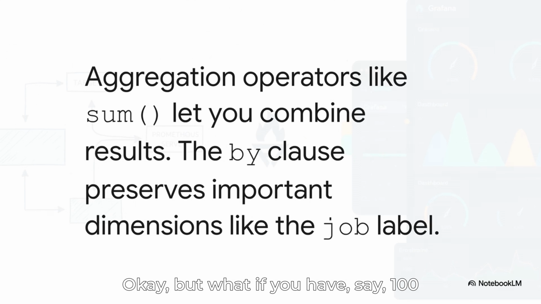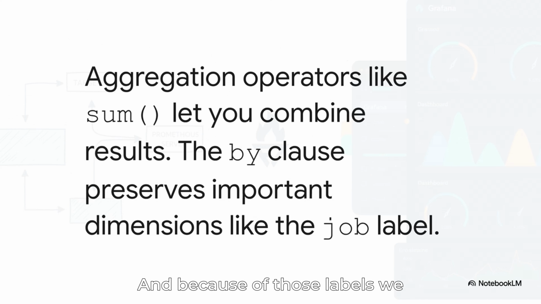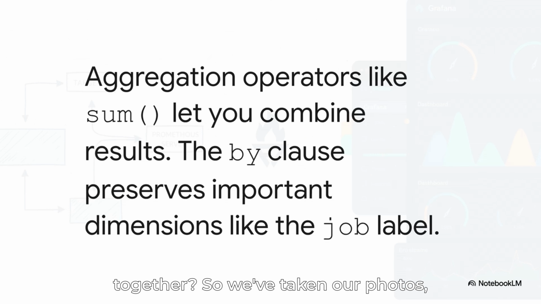Okay, but what if you have, say, 100 web servers all reporting this metric? That's where aggregation comes in. You can use an operator like SUM_by_job to add up the rates from all your different servers. And because of those labels we talked about, you can group them by their job so you see the total throughput for each of your services. See how it all comes together?